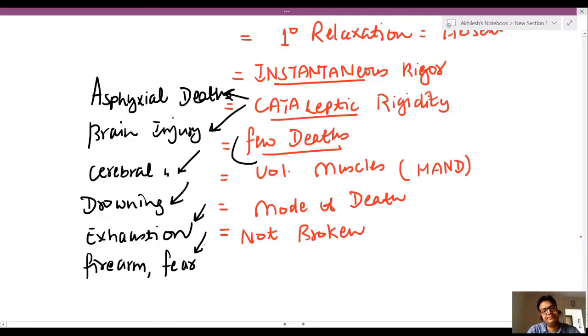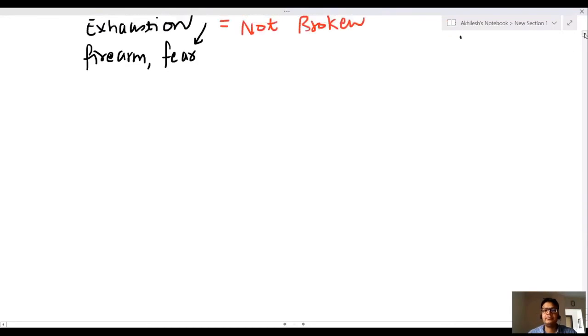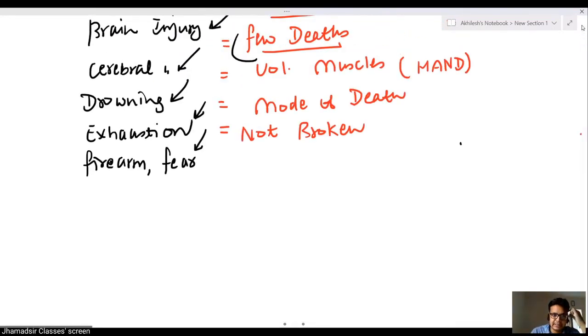Rigor mortis takes some time to develop. Cadaveric spasm, in few muscles, is seen just after death. Cadaveric spasm is a very tough stiffening. Generally, it is not broken. It gives an idea about the mode of death. Rigor mortis gives an idea about time since death.